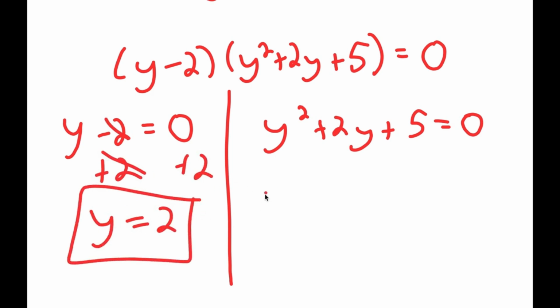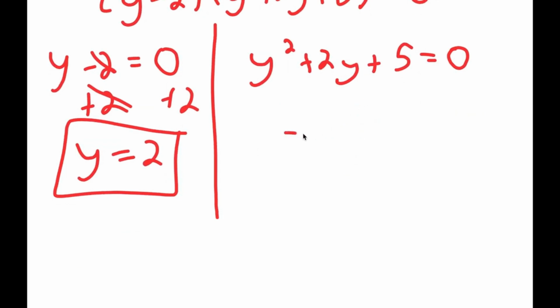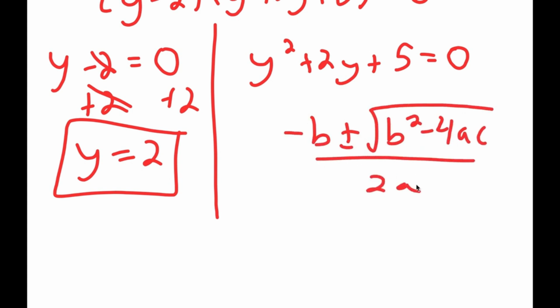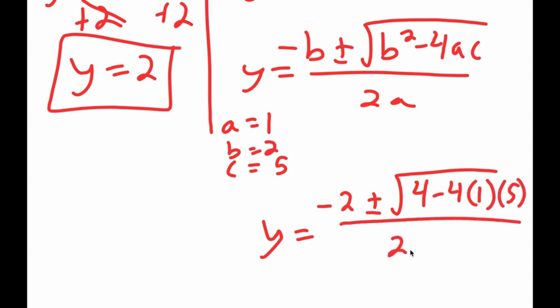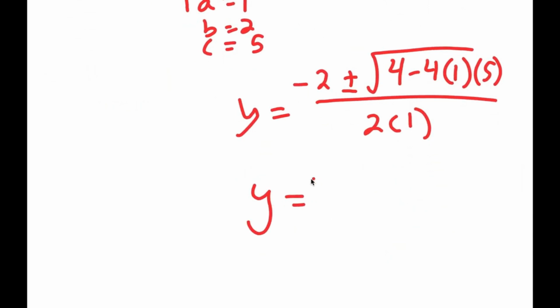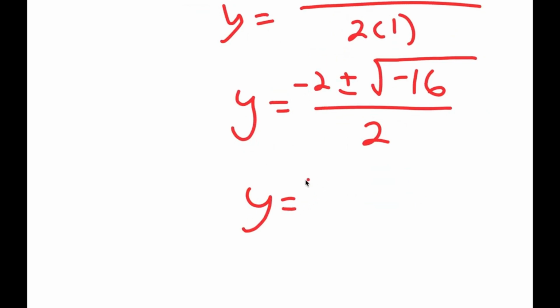Now for y² + 2y + 5 = 0, I'm going to use the quadratic formula, which is negative b plus or minus the square root of b² - 4ac, all over 2a. In this case, a is 1, b is 2, and c is 5. So y equals negative 2 plus or minus the square root of 2², which is 4, minus 4 times 1 times 5, all over 2 times 1. This is equal to negative 2 plus or minus the square root of 4 minus 20, which is negative 16, over 2, which equals negative 2 plus or minus the square root of 16 times the square root of negative 1, over 2.